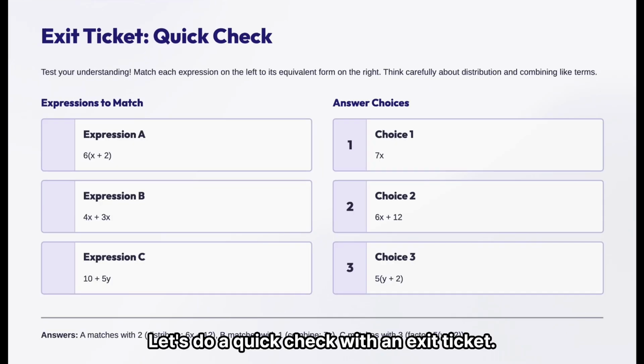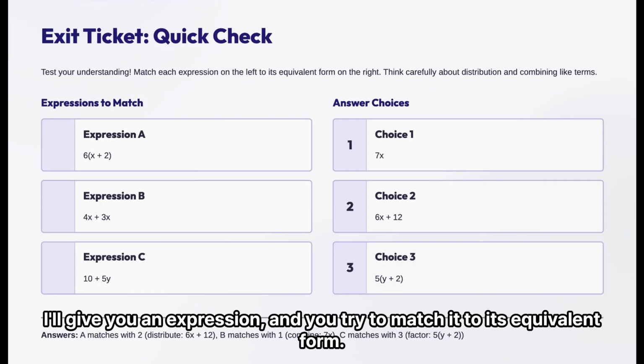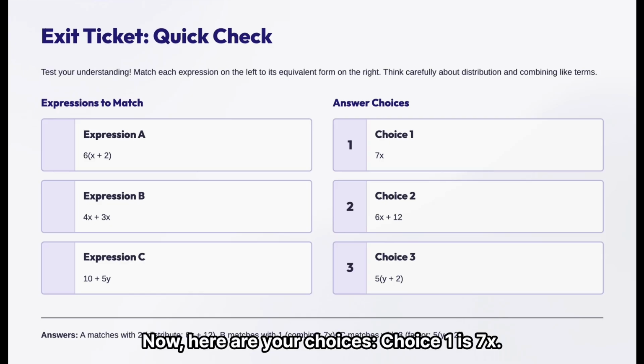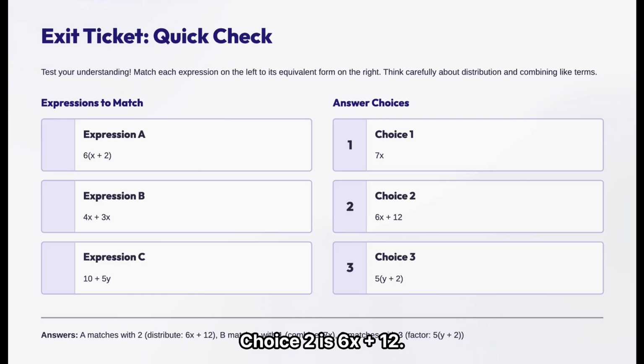Let's do a quick check with an exit ticket. I'll give you an expression, and you try to match it to its equivalent form. Expression A is 6 times x plus 2, expression B is 4x plus 3x, and expression C is 10 plus 5 times y. Now, here are your choices. Choice 1 is 7x, choice 2 is 6x plus 12, and choice 3 is 5 times y plus 2. Pause the video if you need more time.